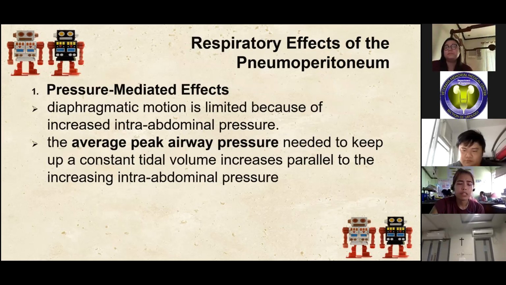Next, we have the respiratory effects of pneumoperitoneum. Diaphragmatic motion is limited because of increased intra-abdominal pressure, and the average peak airway pressure needed to keep up a constant tidal volume increases parallel to the increase in intra-abdominal pressure.